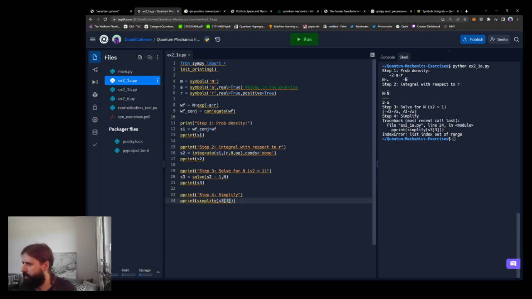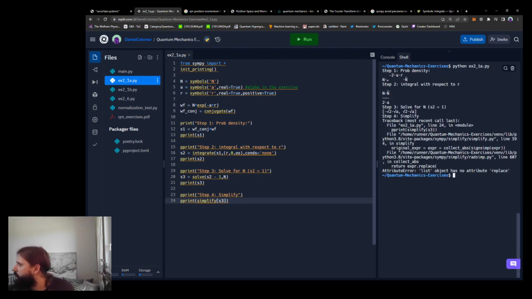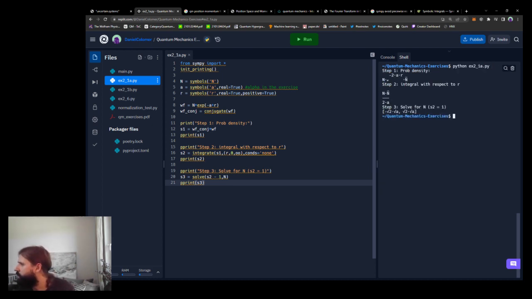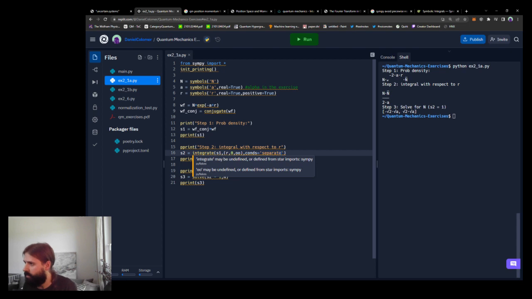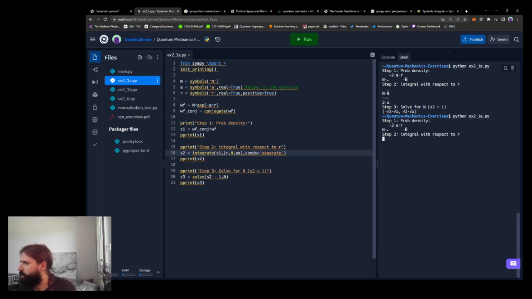Index on range. Sorry. Interesting. And actually, simplify. I'll just get rid of simplify. But it seems like that turns into something quite interesting, right? Oh. Square root of 2 times square root of 8. Okay. Conditions none. Separate. So we're learning something here.